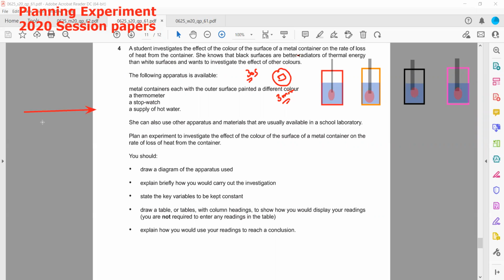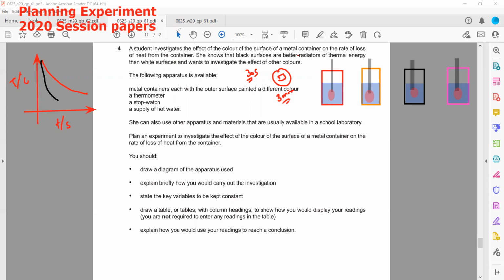Or she can also, at the last, plot a graph between temperature on the y-axis and time on the x-axis. The one which has a steeper slope is losing energy faster, because a steeper slope means there is a greater change in temperature, or it will have a greater rate of cooling.